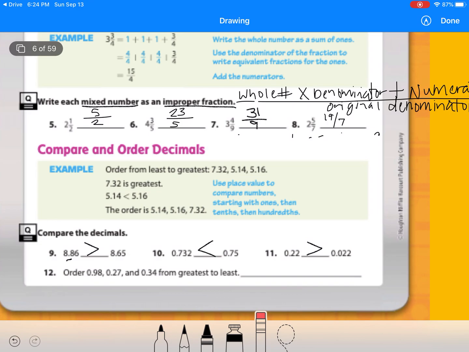Now order 0.98, 0.27, and 0.34 from greatest to least. So that's the biggest to the smallest. So we can think of this as money. 98 cents, 27 cents, and 34 cents. So the biggest one is going to be 98 cents, so 0.98. Now we have to determine is 0.27 or 0.34 larger. The 0.34 is. It's like having 34 cents. And then the smallest one is 0.27.